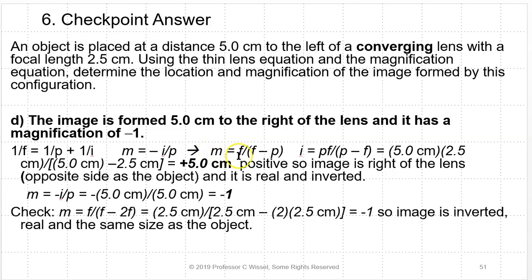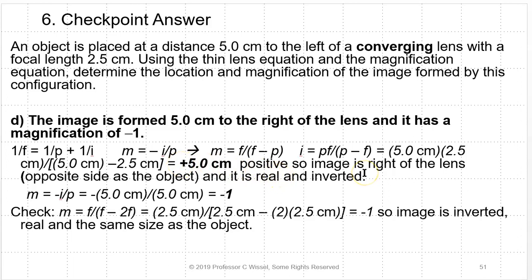Solve it for M, like we did before. Solve this for I, like we did before. Plug in the numbers, being careful with the units. I'm sorry this wrapped over this other page. But it's I equals PF divided by the quantity P minus F. And it ends up being positive 5 centimeters.